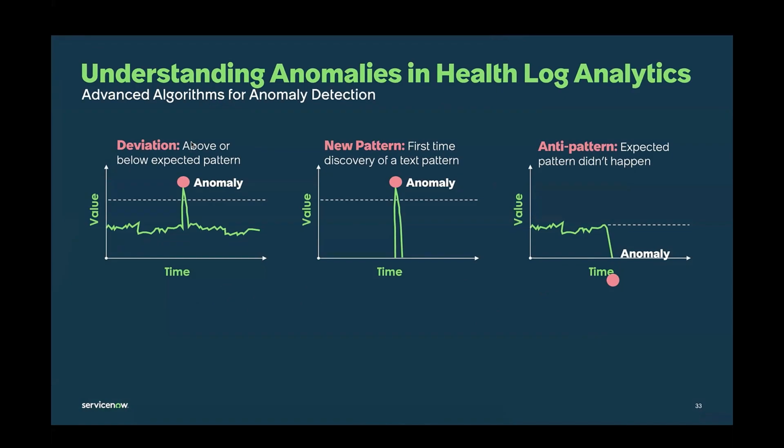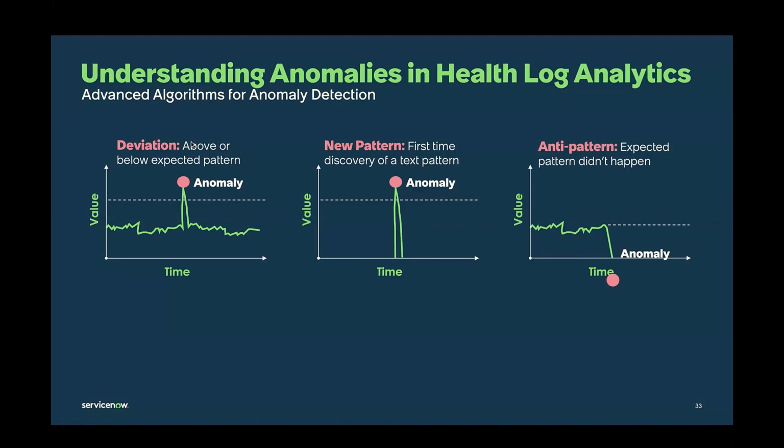So let's walk through how HLA identifies issues in real time using different types of anomaly detection engines. Again, unlike traditional AIOps tools that rely primarily on alerts, HLA directly ingests and analyzes logs and gives us much richer and earlier signals.